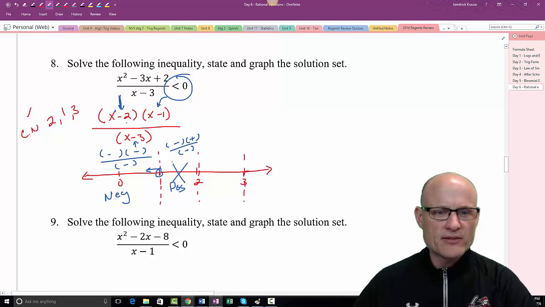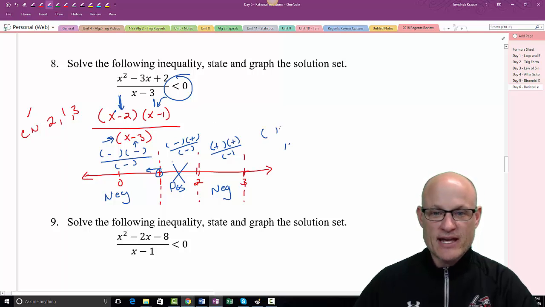Now I'm going to try 2.5. So 2.5, I've got positive, positive, and negative. So in between here is negative. So I want that. And then from 3 on, let's say I take 10. If I put a 10 into the first one, it'll be positive. Into the second one, it'll be positive. Into the third one, it'll be positive. So positive, positive, positive make a positive.